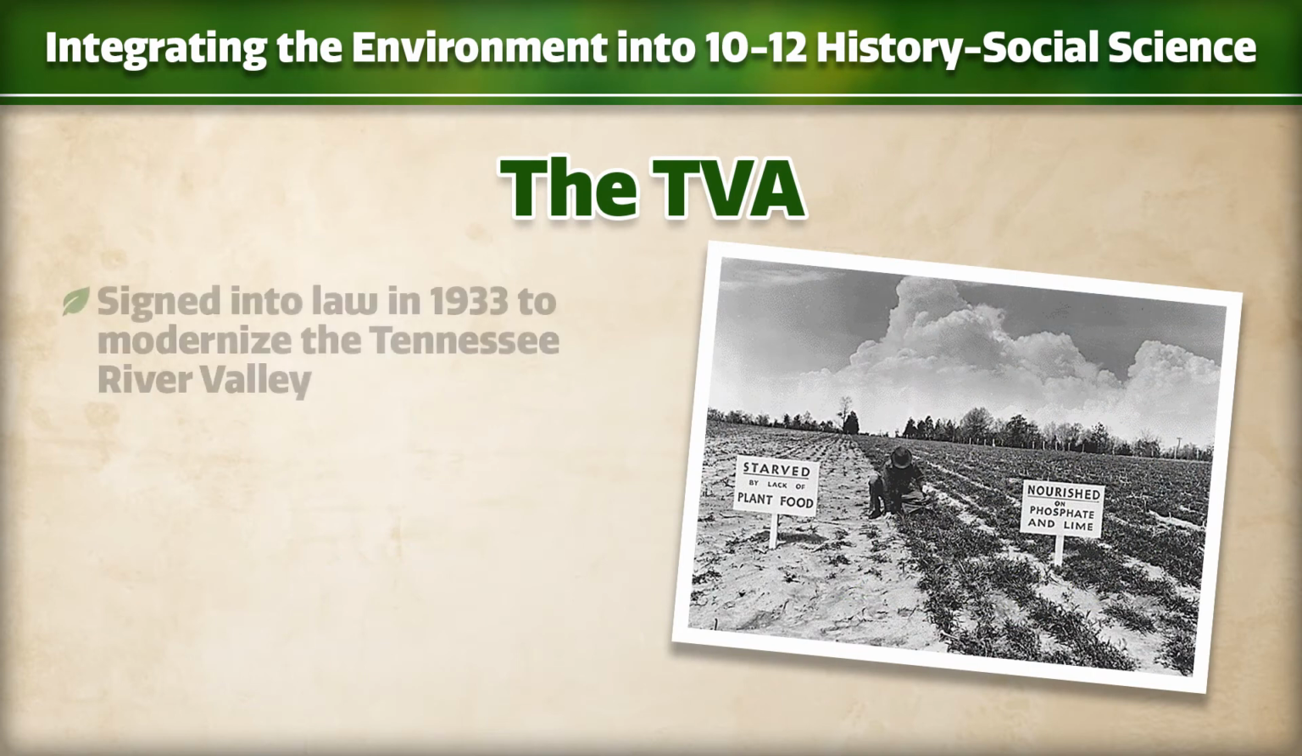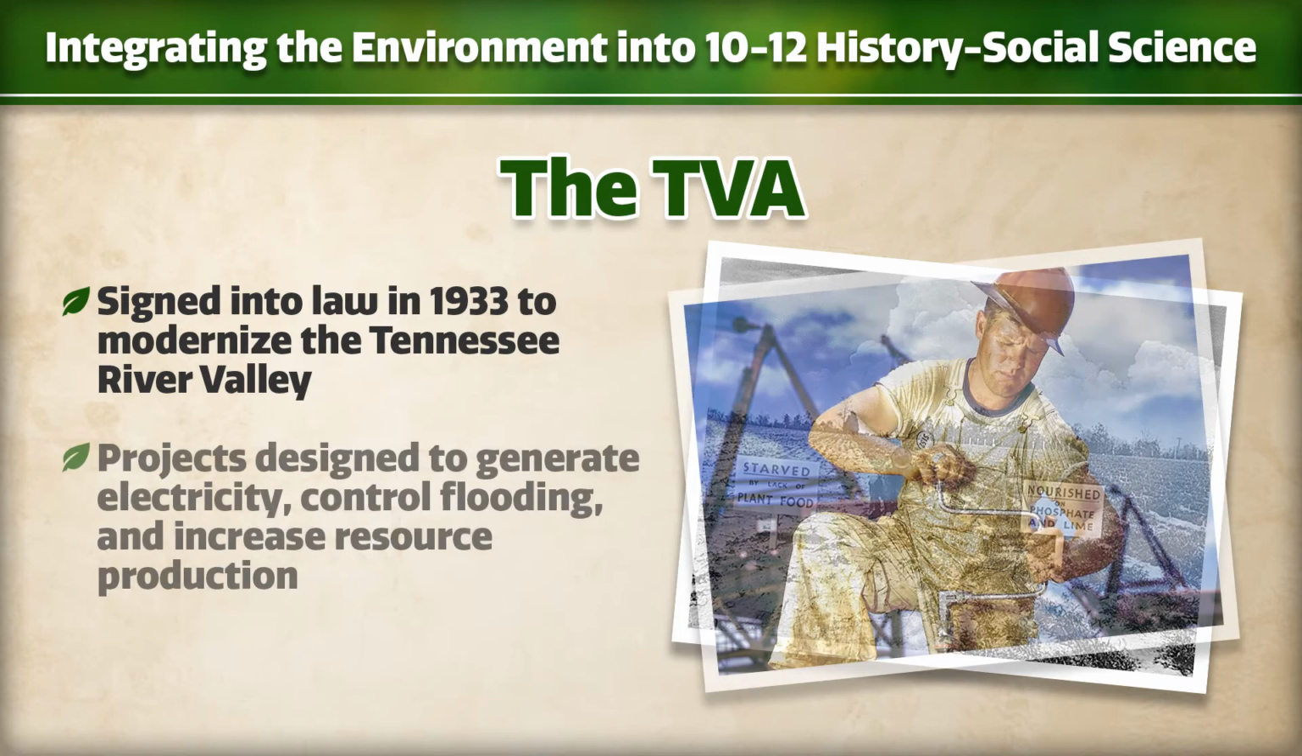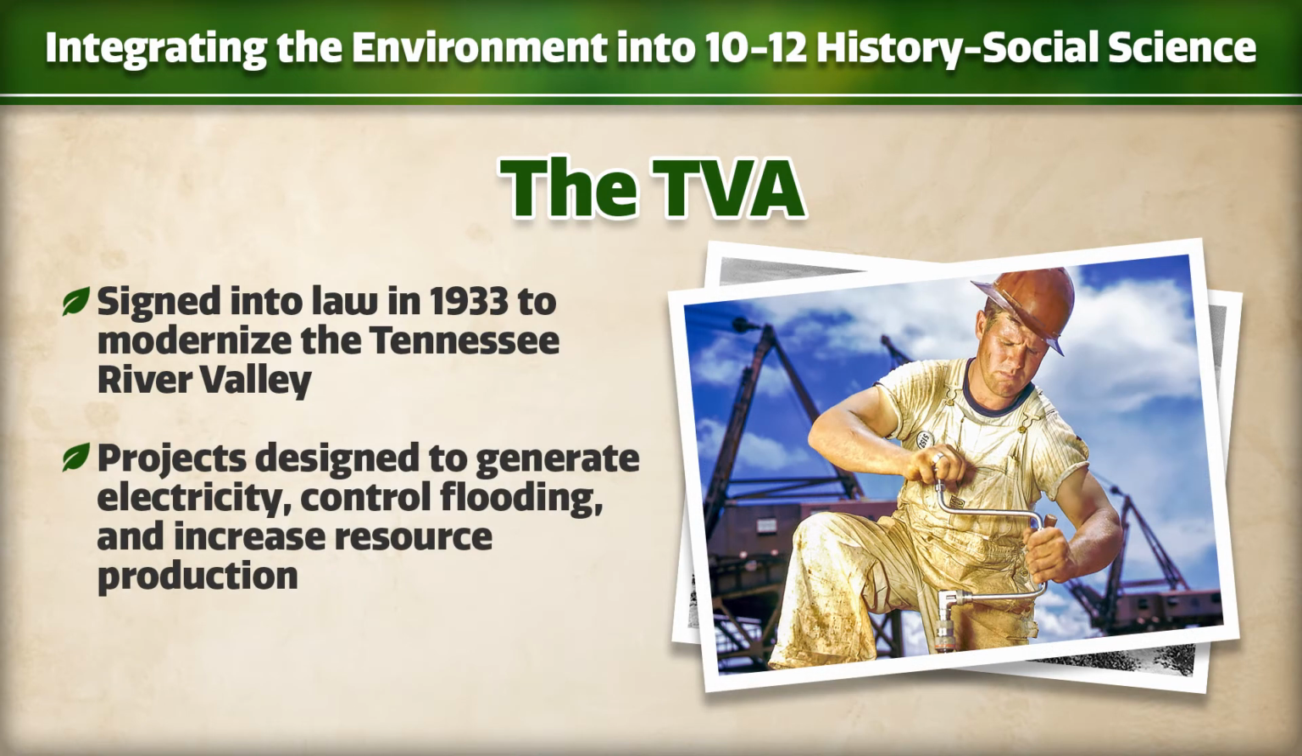The TVA was signed into law in 1933 and aimed to modernize one of the nation's most underdeveloped regions. Projects like the Douglas Dam employed thousands of workers, like the carpenters shown here, and were designed to generate electricity and control flooding. The TVA also manufactured fertilizer that included phosphate and lime, increasing food production. The TVA continues to have a significant impact on the Tennessee River Valley. This lesson asks students to evaluate that impact, particularly weighing the costs and benefits to the local environment.